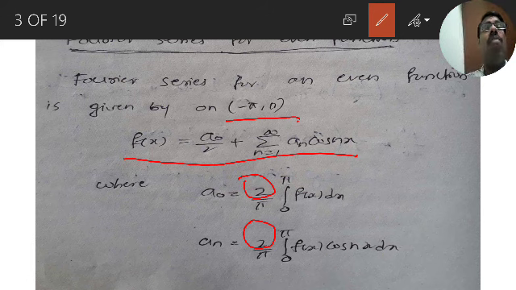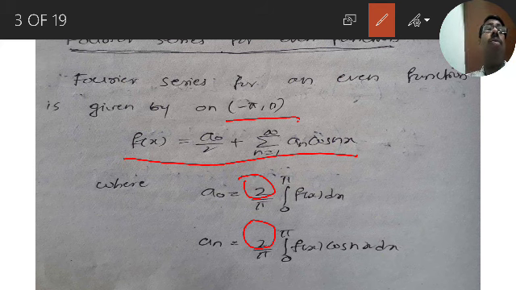So this is the Fourier series for an even function. The interval must be minus pi to pi. Then for an even function there is no bn term, only a naught and a n terms. And what is the a naught formula? It is 2 by pi integration 0 to pi f of x dx. The a n formula is 2 by pi integration 0 to pi f of x into cos n x dx. This is the Fourier series for an even function.